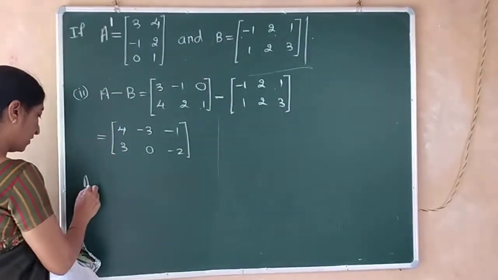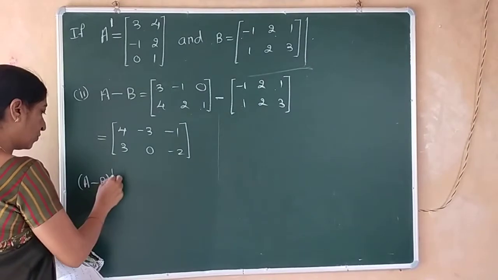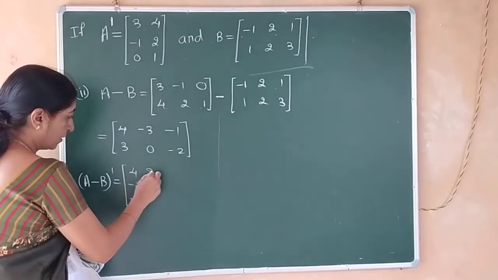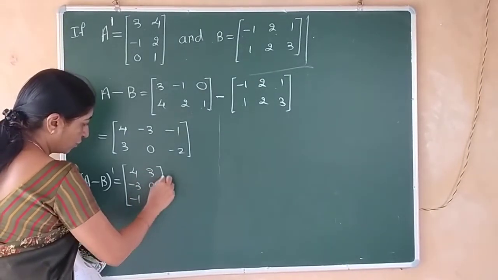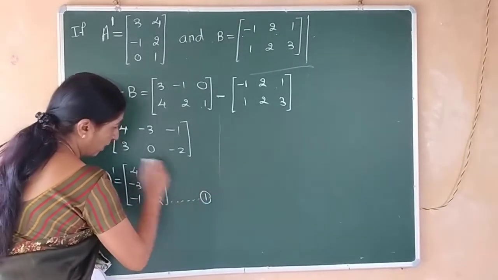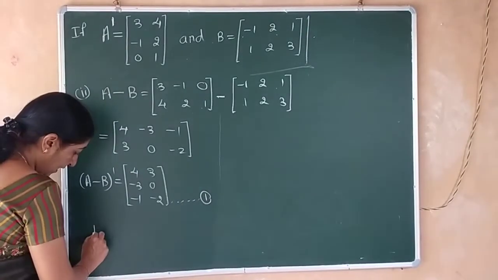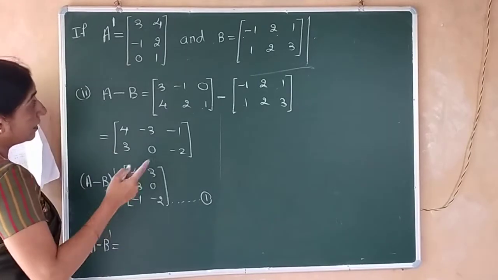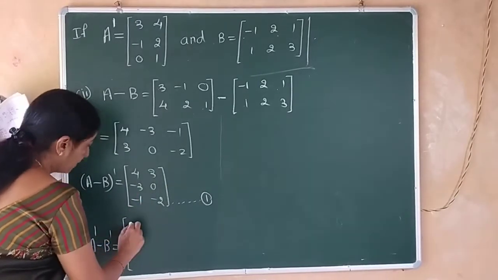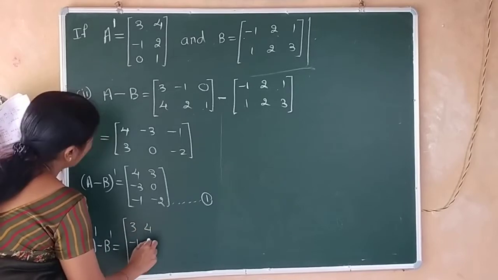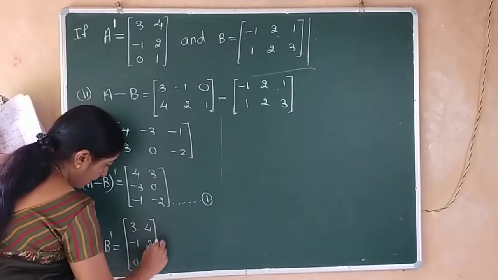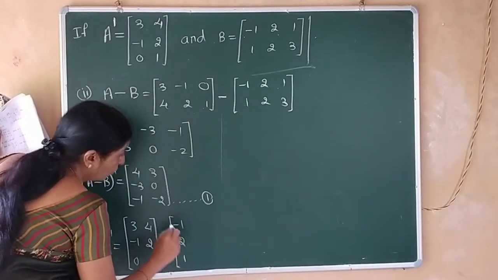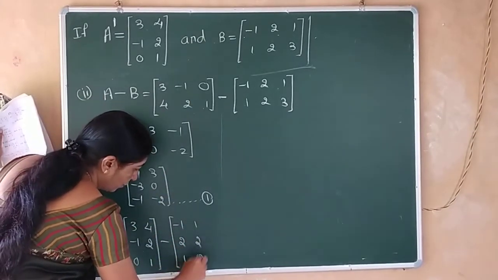Then what do we have to write? We have to write A minus B whole transpose: 4 minus 3 minus 1, 3 0 minus 2. Understood? This is equation 1. Next I am writing A dash minus B dash, that is A transpose minus B transpose: 3 4 minus 1 2 0 1. In the middle minus B transpose: minus 1 2 1 1 2 3.